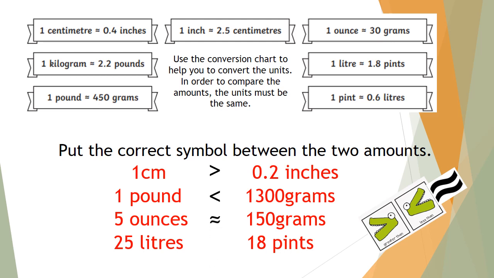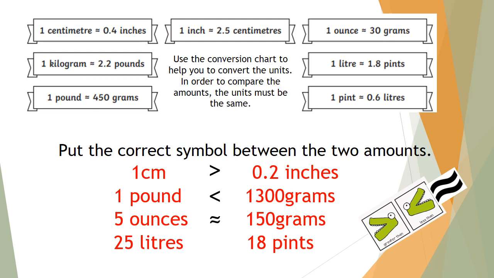5 ounces and 150 grams. So for this one, they are approximately equal, because to get from 1 ounce to 5 ounces, we need to times that by 5. To get from 30 grams to 150 grams, we also times it by 5. So we know that 5 ounces is approximately equal to 150 grams, because for both of those original units shown in the last row at the top, we multiply by 5 to get these new units, so they're both the same.